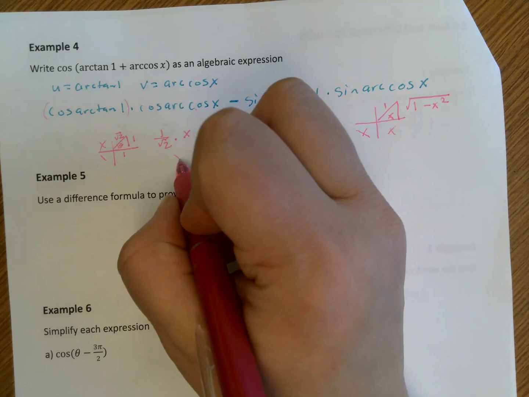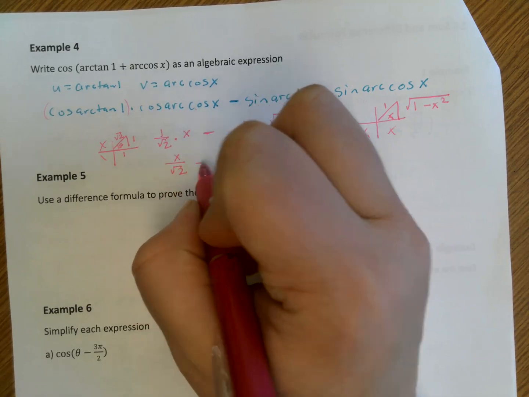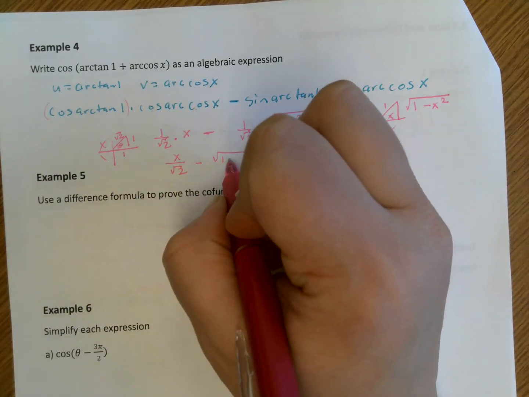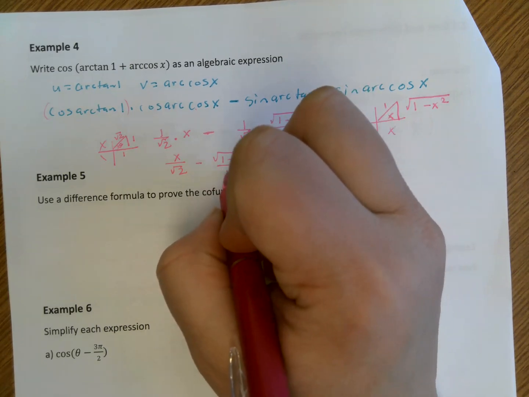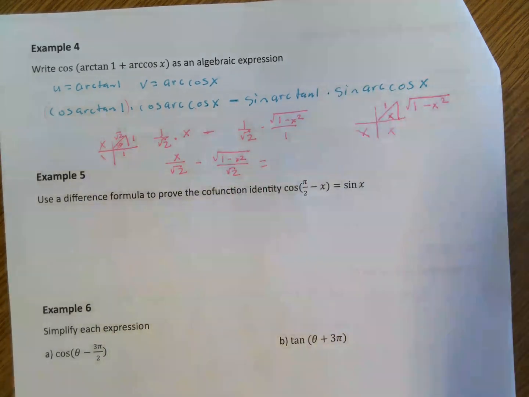So now let's simplify this. When I multiply this across, this becomes x over square root 2 minus square root of 1 minus x squared over square root 2. Now I have my like terms there.